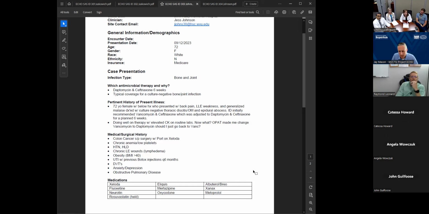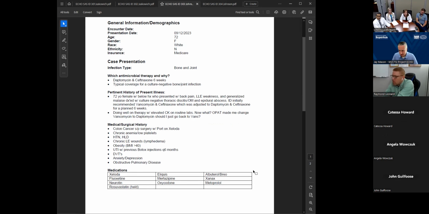Infectious disease saw the patient, all cultures were reviewed. She was initially started on vancomycin and ceftriaxone inpatient. And this is where our first OPAT intervention came in, which was we requested her to be adjusted to daptomycin and ceftriaxone.